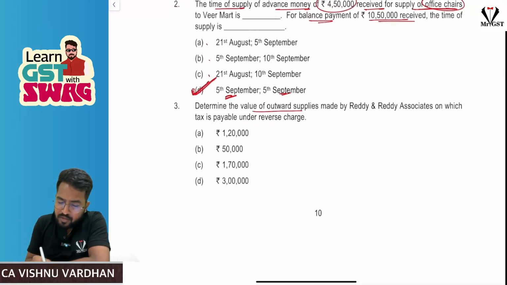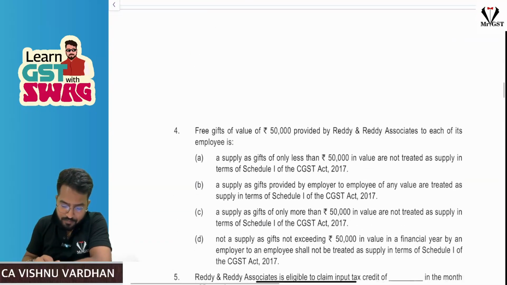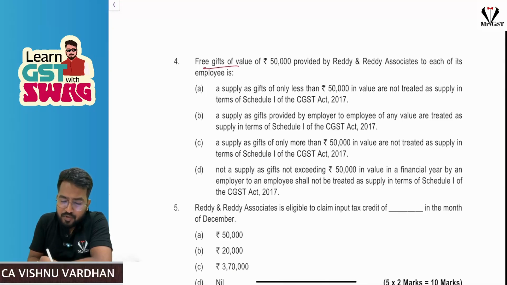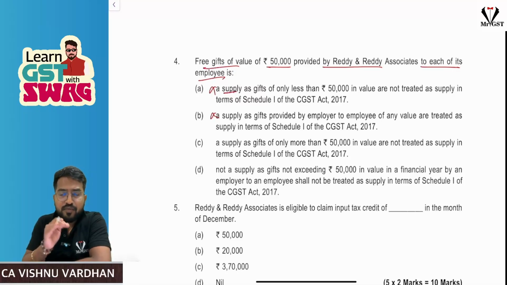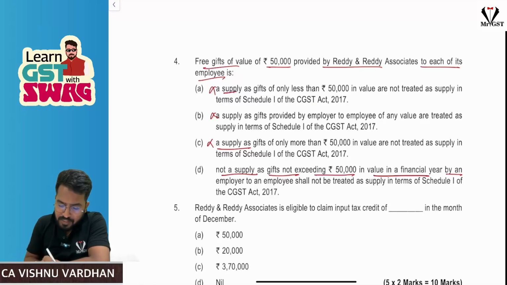Next, determine the value of outward supplies made by Reddy and Reddy Associates on which tax is payable under RCM. So for outward supplies where tax is payable under reverse charge, we should see. Okay. Next, free gifts of value 50,000 provided by Reddy and Reddy Associates to each of its employees, is it a supply? No, it is not a supply, because it is less than or equal to 50,000. You know that. So 50,000 means yes, you can claim the relaxation. Not a supply, as gifts not exceeding 50,000 in value in a financial year by an employer to employee shall not be treated as supply in terms of Schedule 1. So this should be the right answer.